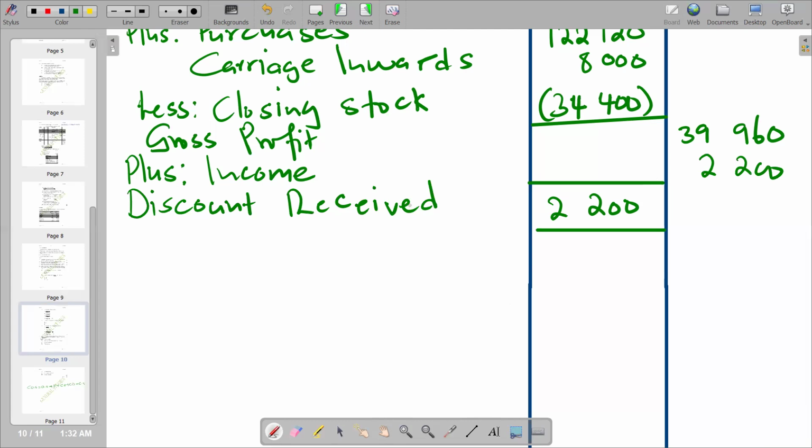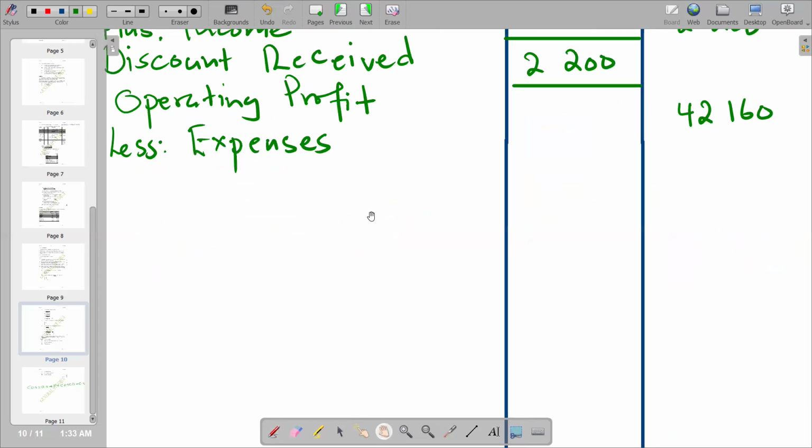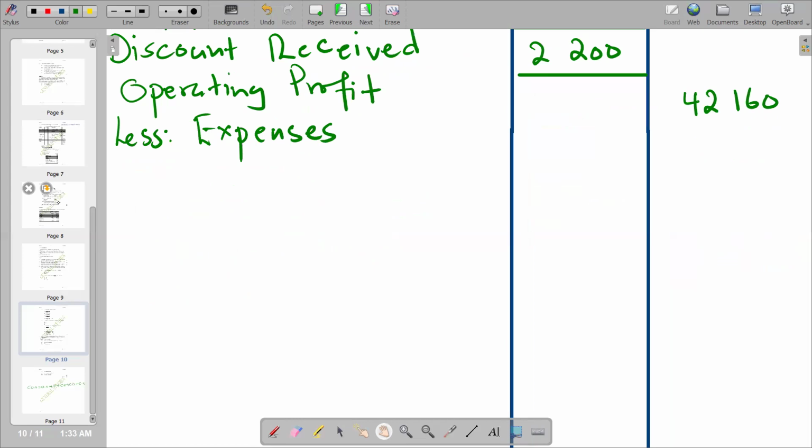So we have 2,200 as income. So we are going to add it to our gross profit. So if you say gross profit plus income, you are going to get your operating profit, which is going to be your 42,160. So now we are supposed to subtract your expenses. So we're going to say less. The total of expenses is supposed to come here, but we have to list all the expenses beneath there so that we get the total of our expenses.